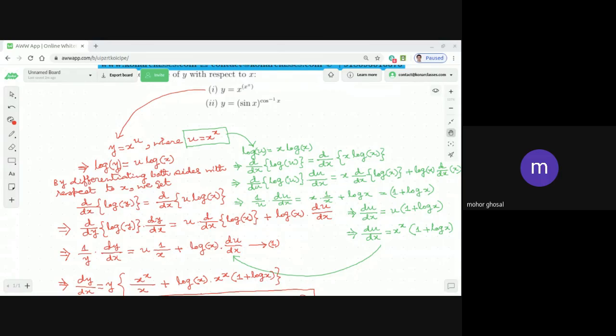I got sin x to the power cos inverse of x into cos inverse x cot x minus log sin x by root 1 minus x square. Fantastic. Absolutely clear answer. Absolutely right answer. Appreciate Mohar and Sagnik, you also confirmed. Gurman, Divanshu, Srijita, Disha, can you please confirm that you got the same thing or different?